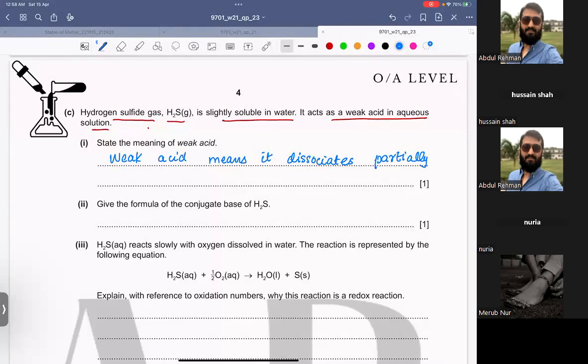Give the formula of the conjugate base of H2S. So it's very easy. When H2S undergoes reaction, it loses an H, forming HS negative. So this HS negative is its conjugate base. Is this clear? Yes, is this clear to everyone? Okay. Now next part.